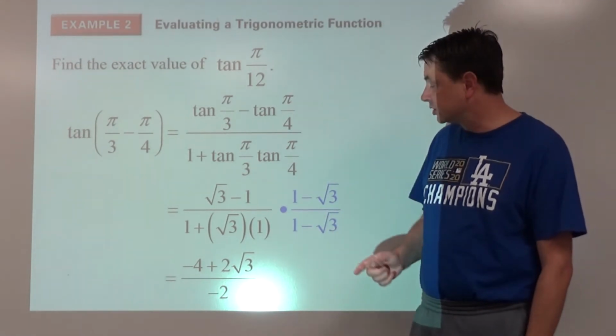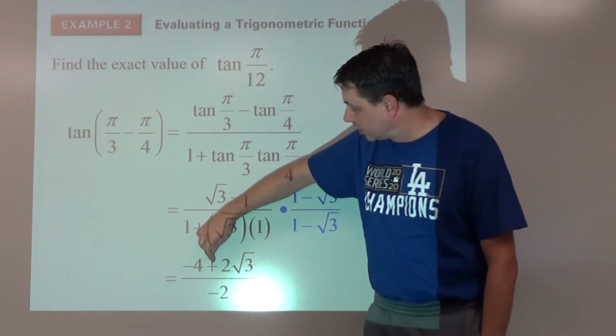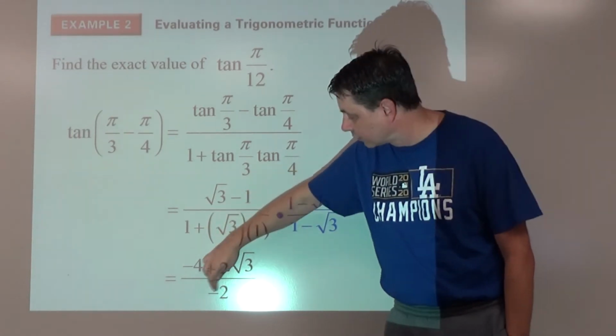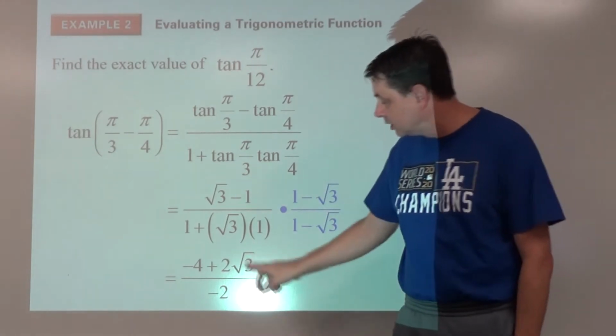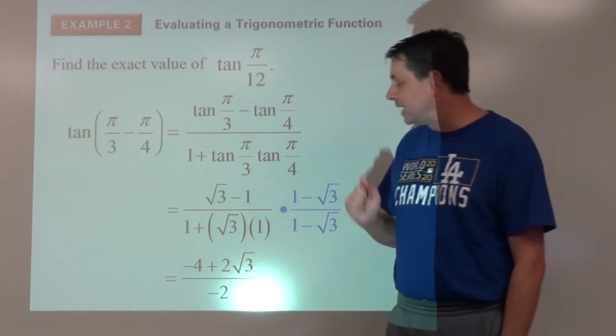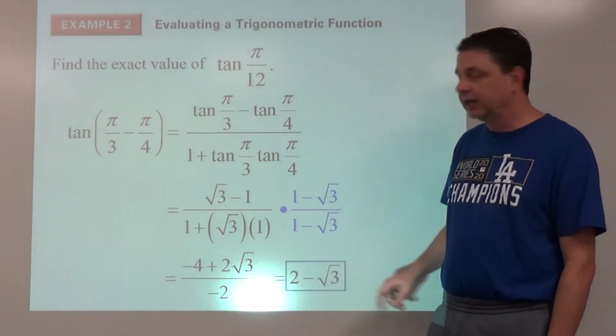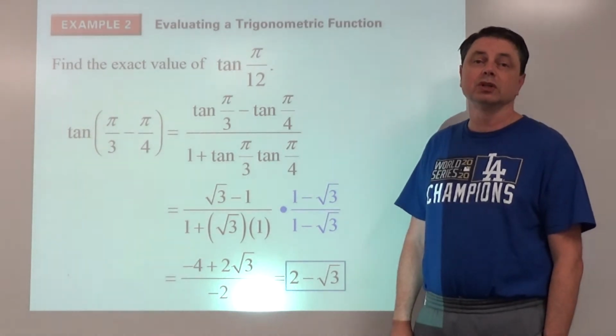Now let's do the division. We got negative 4 plus 2 root 3 over negative 2. If we divide here by negative 2, we're going to get positive 2. Divide here by negative 2, we're going to get minus root 3. And there's our final answer, fully simplified.